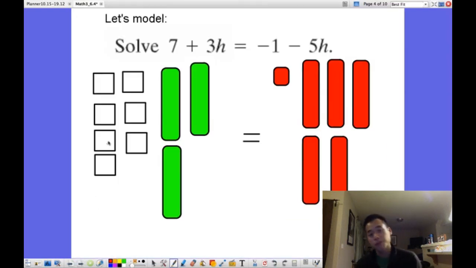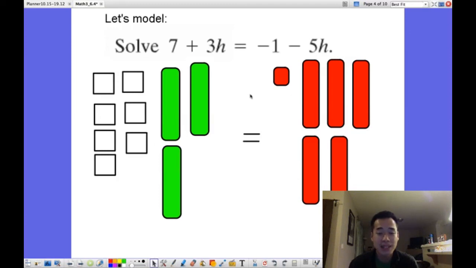So here's the model. Positive 7 plus 3h is equal to negative 1 minus 5h. Remember that when I have a green bar, it means I have a positive variable. When I have a red bar, it's a negative variable. A white square is positive 1, a red square is negative 1. I've already modeled it for you on the screen. So here I have positive 7 plus 3h is equal to negative 1 minus 5h.